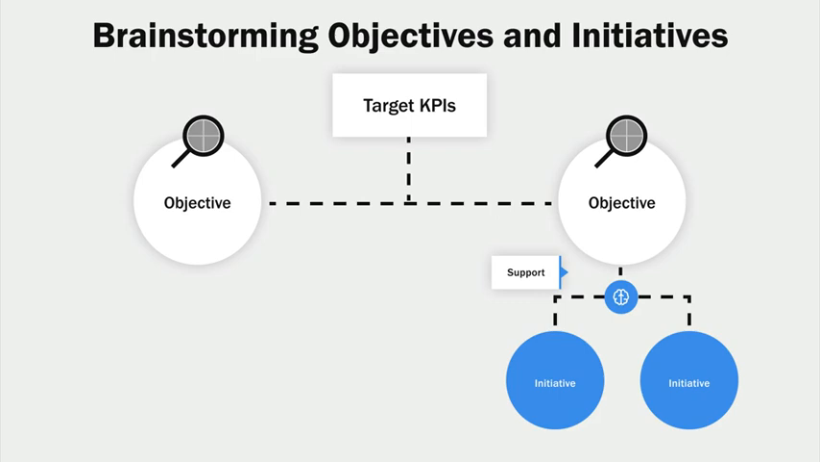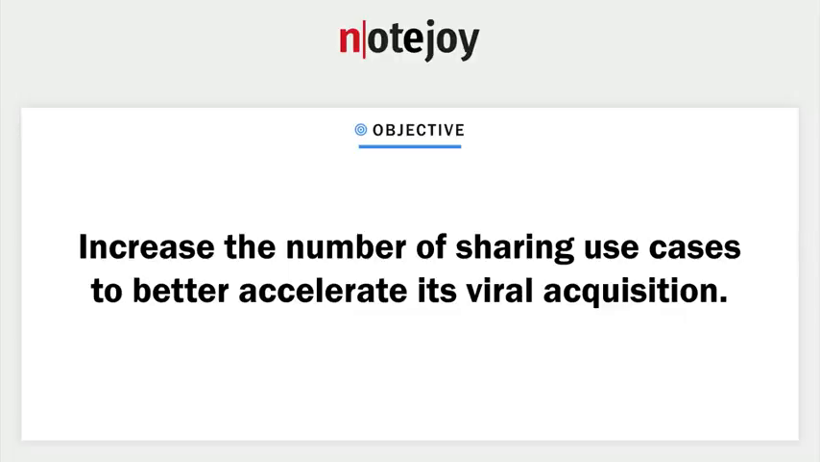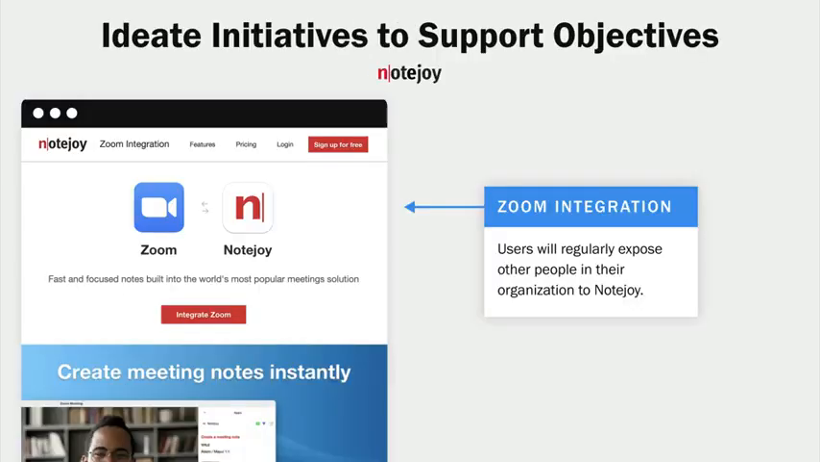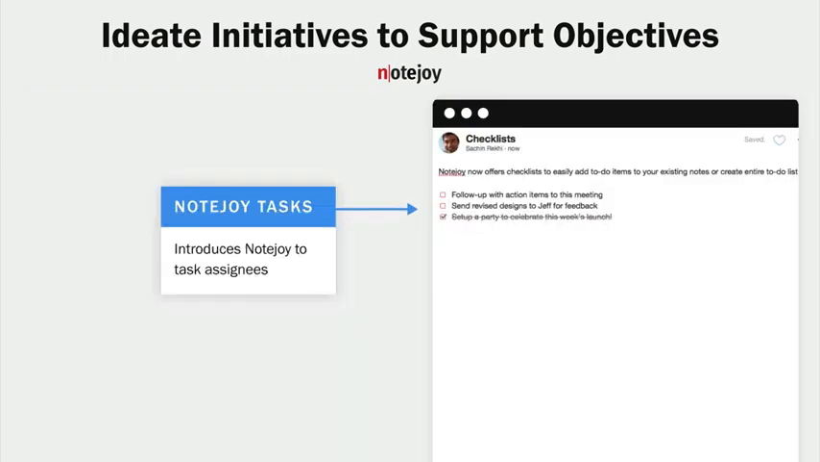Initiatives are the smaller, individual tasks that ladder up to fulfilling an objective. To illustrate this, consider NoteJoy. NoteJoy might have an objective to increase the number of sharing use cases to better accelerate its viral acquisition. The individual initiatives that support that objective would be Zoom integration, which allows users to take meeting notes directly in the Zoom client environment. Since meeting notes are naturally collaborative with all attendees, users will regularly expose other people in their organization to NoteJoy. NoteJoy tasks allow users to assign tasks created in NoteJoy to specific users, thereby introducing NoteJoy to task assignees.